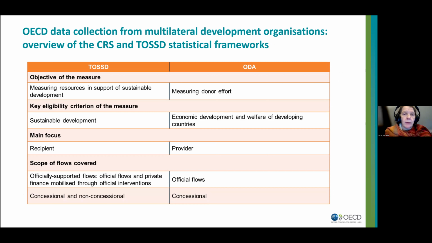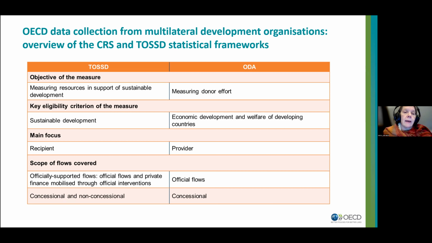Now, on the next slide, there is a very brief explanation on how TOSSD and the ODA or CRS system are different from one another. So TOSSD focuses on sustainable development, whereas the ODA system is really about measuring donor effort. You see here the differences in the key eligibility criteria, the main focus that I already explained, and then also the scope of flows covered.